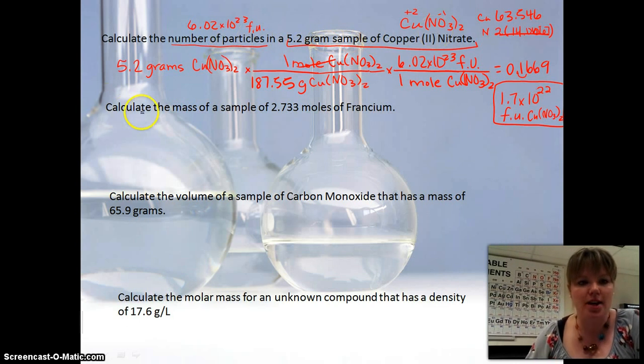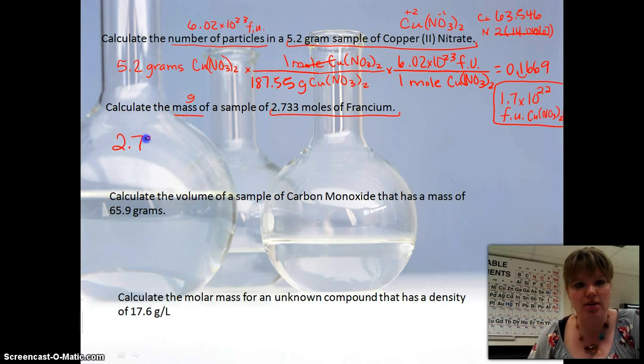All right, our next one is calculate the mass of a sample of 2.733 moles of francium. So this one we're going to be looking for mass in grams. So we know that we're probably going to have to use that molar mass conversion and use our periodic table to find that. And we see that our given number is in moles, and what we're working with is just an element. So we're not going to have to calculate molar mass by adding things like we did on the first one.